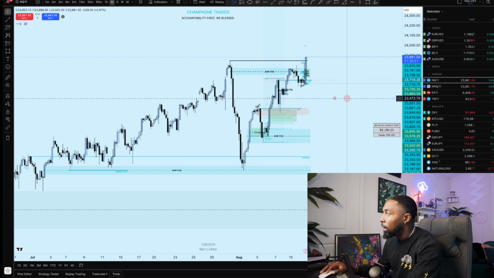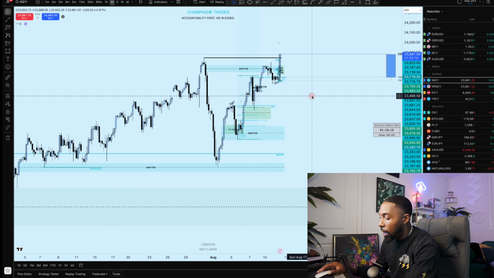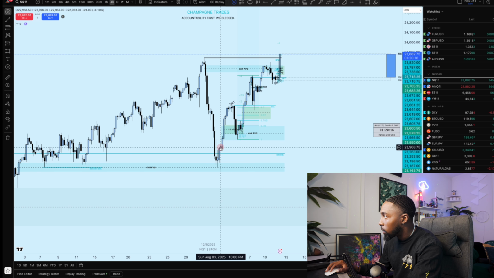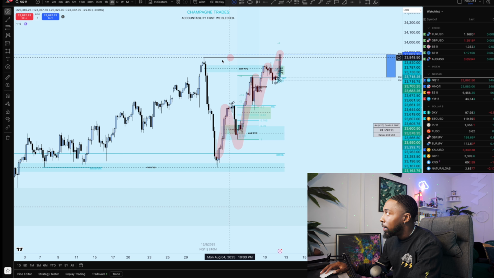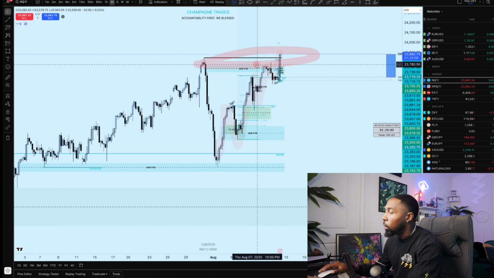So you can kind of see the pattern that the NASDAQ is having. It's literally just staircasing up. Watch. Pull back up, pull back up, pull back up. And this is the all-time high. This is my drawn liquidity.